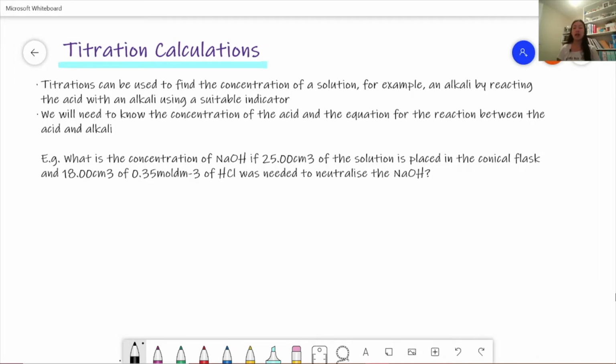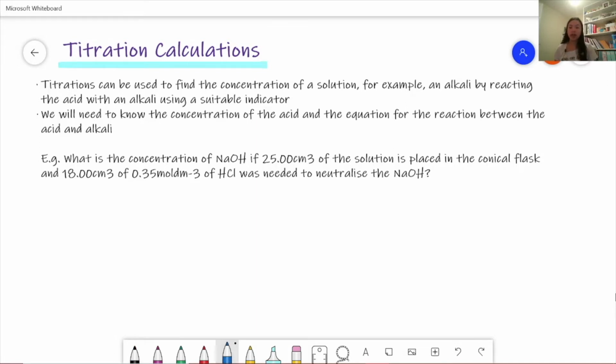But we're just going to look at how to calculate the concentration of a solution, the unknown concentration, from the concentration of the other solution. In this case, it's going to be an acid, and using the equation. So our example is, what is the concentration of sodium hydroxide if 25 centimeters cubed of the solution is placed in the conical flask and 18 centimeters cubed of 0.35 moles per decimeters cubed of HCl was needed to neutralize the sodium hydroxide?